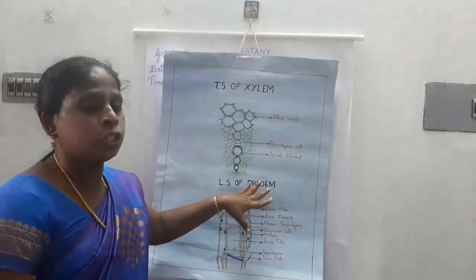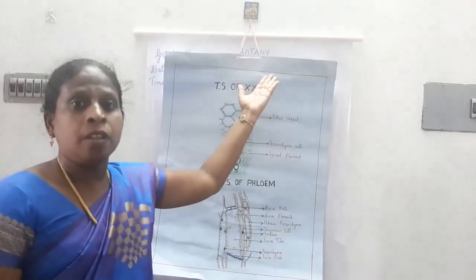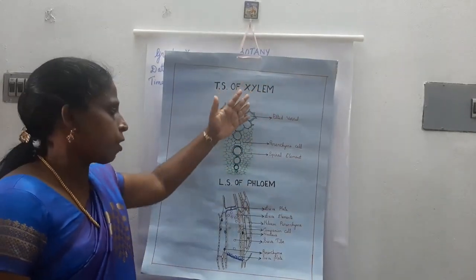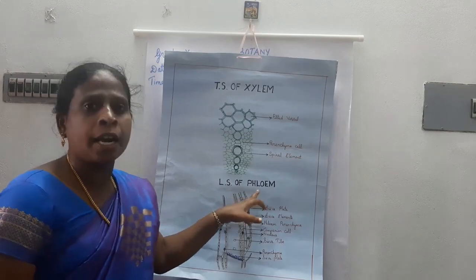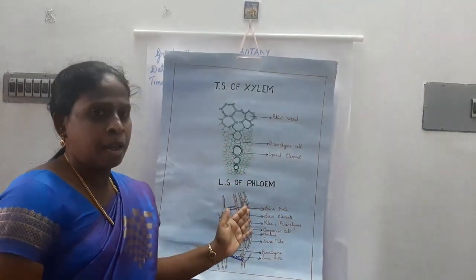They are vascular tissue or conductive tissue. So xylem conducts water and minerals from the root to aerial parts of the plant body, and phloem conducts the food materials from the leaves to other parts of the plant body.